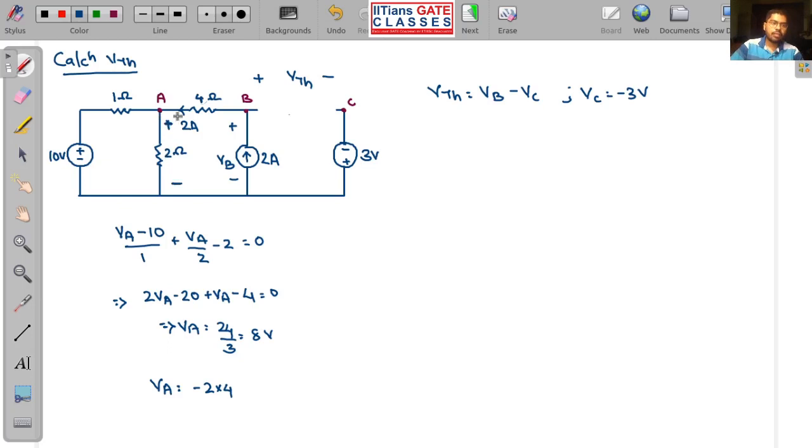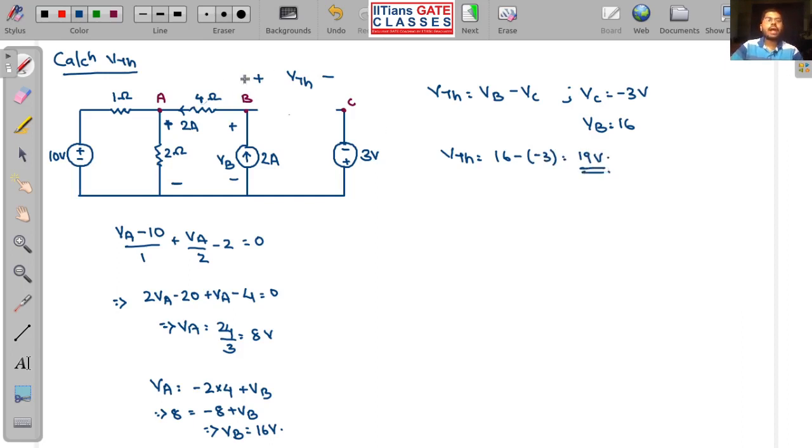Okay, this whole terminal voltage is VA. Okay, remember this. So I have started from here. So minus VA it will be. So I have directly transposed. So VA is equal to minus 2 into 4 plus VB. What is the value of VA? It is 8 is equal to minus 8 plus VB. So VB comes out to be your 16 volt. Okay, 16 volt. So VB comes out to be 16. So what is VTH? VTH is 16 minus of minus 3. So that is 19 volts VTH you are getting.